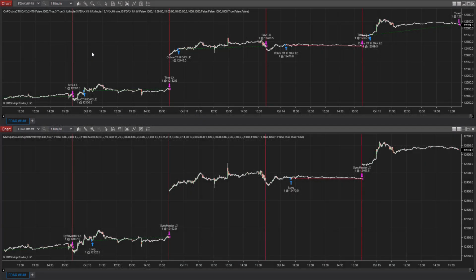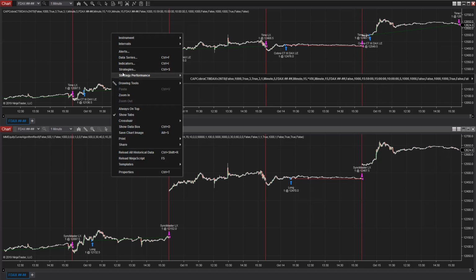This is how we trade the DAX in NinjaTrader 8. The top chart is Cobra CT3, which is included with our money management algorithms. Many of you have had this for a long time. Let's take a look at the latest results.